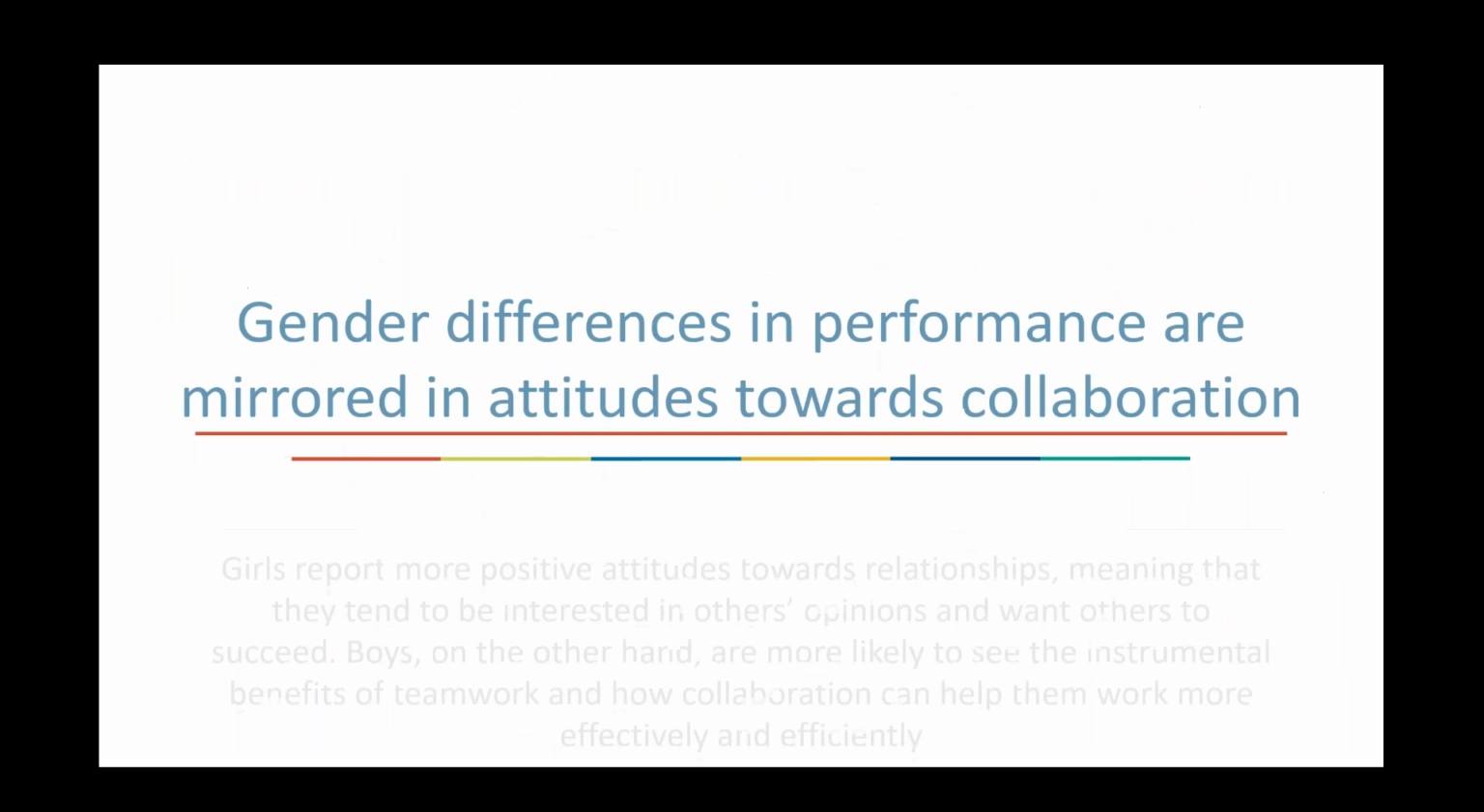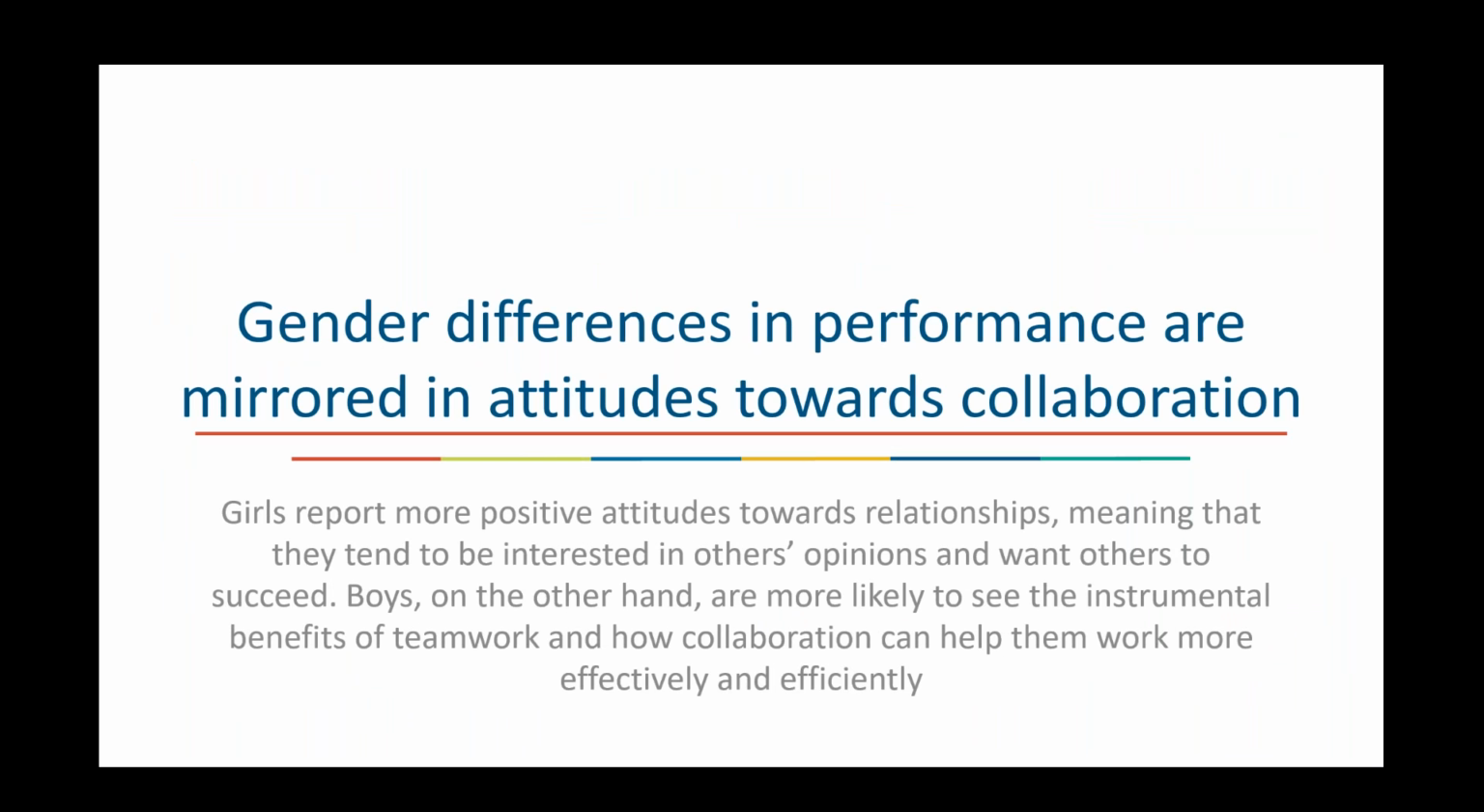Now, what's interesting is that the gender differences in performance seem to be also reflected in attitudes towards collaboration. As always, PISA collects a lot of contextual data from students. And we found that girls tend to report more positive attitudes towards relationships. They tend to be interested in others' opinion. They want others to succeed. Boys, in contrast, were more likely to see the instrumental benefit of teamwork and how collaboration can help them work more effectively and more efficiently.